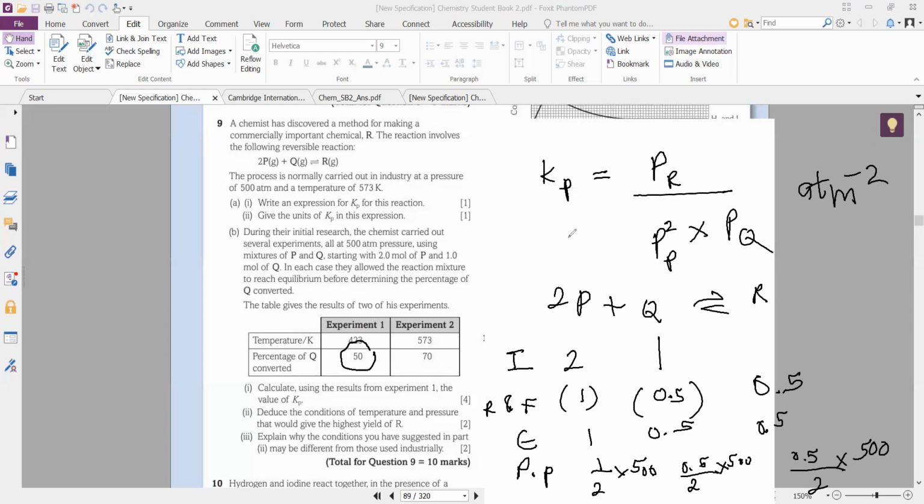What is the Kp value? And molar ratio. No? When you react, you have to think about the molar ratio. Here 2 to 1 to 1. Can someone tell me the answer now? Kp is then 5 into 10 to the power of minus 3 ATM minus 2.